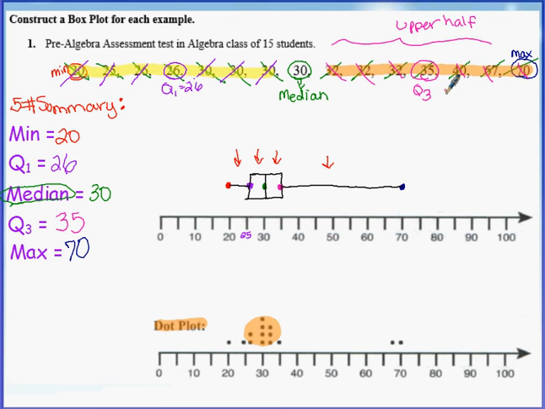And that's because look here, from 35 to 70, there's a huge jump. Meanwhile, the other three quarters, 30 to 35, 26 to 30, and 20 to 26, those gaps are rather small. This gap, the last 25% of the data, ranges pretty far.